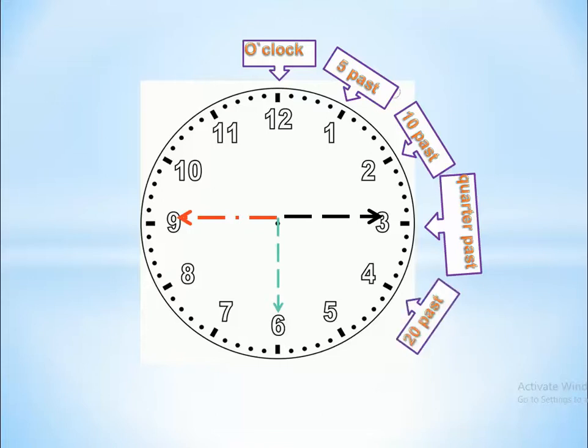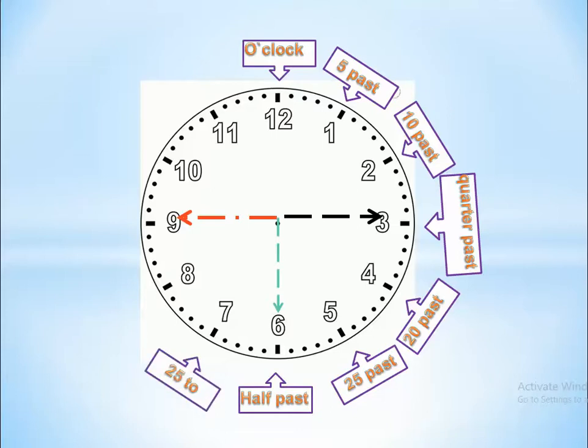Okay, here 4 is 20 past, 5 is 25 past, 6 is half past. Then 7 is 25 to. Here, this side is "to". You know that in Arabic, like إلا عشرة إلا خمسة, here وعشرة وخمسة.